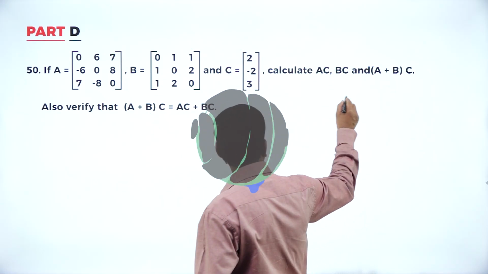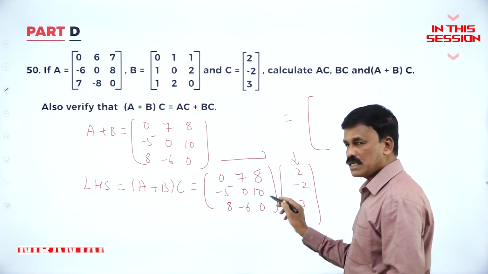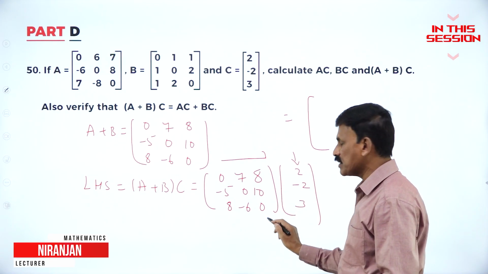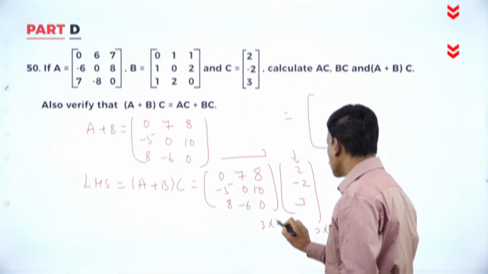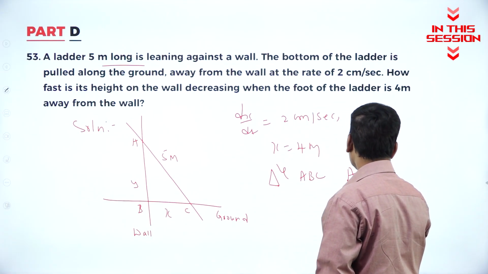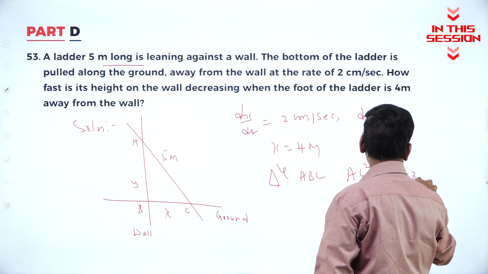So once you find out AB, AC and A plus B plus C, then you can easily simplify this. While multiplying these types of matrices, just verify the order and whether it is possible to multiply or not, check. If you apply Pythagoras theorem, you can write AC square is equal to AB square plus BC square.